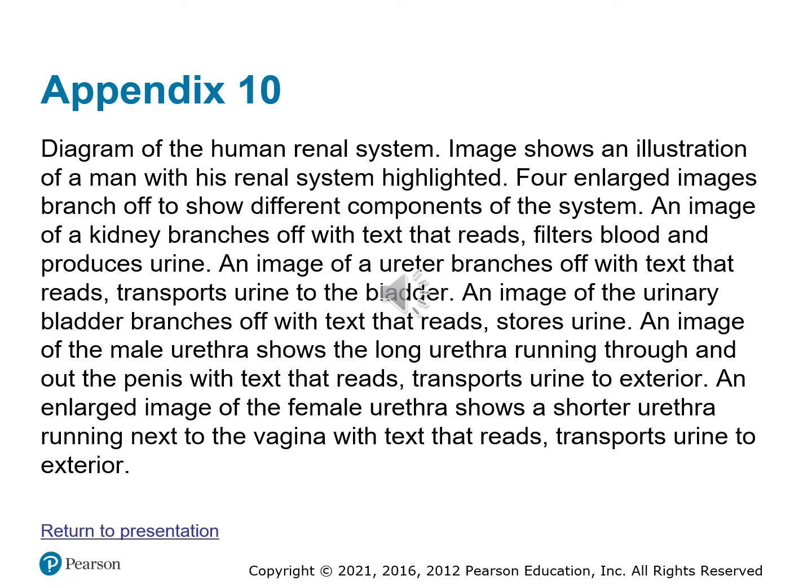Appendix 10 is referring back to the renal system image, and here we were looking at the kidneys, how urine is produced there in the kidneys, traveling through the ureters to the bladder, and then the bladder to the urethra. The bladder, remember, is just a holding tank for the urine. It doesn't really have any other function.